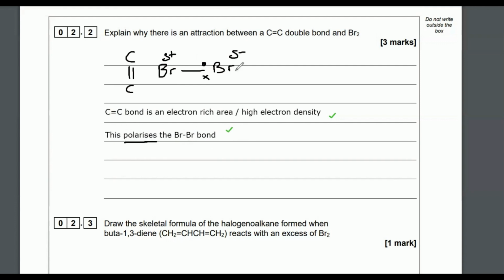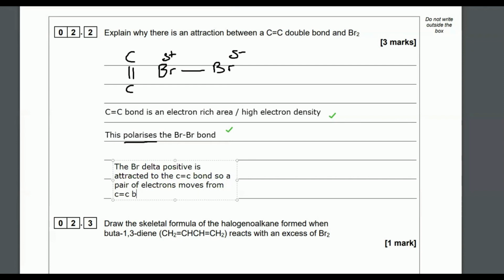And now we can say the delta positive bromine atom in the bromine molecule is attracted to the electron rich area, and that will get you all 3 marks. What happens then, you don't have to say this actually, but it's important to understand that although we have an electrophile, the pair of electrons from the double bond go to the positive bromine. It's not the other way round. So yeah, and here we go. That will get you all 3 marks. Superb!